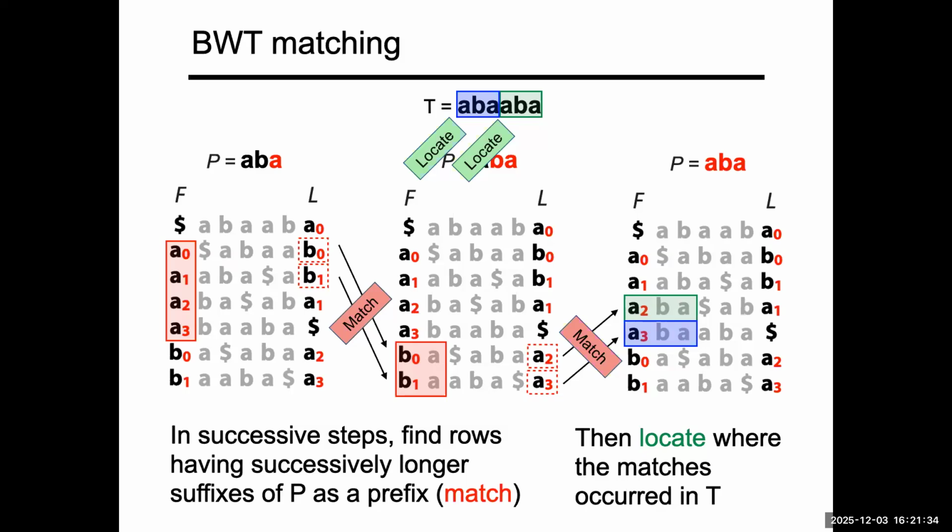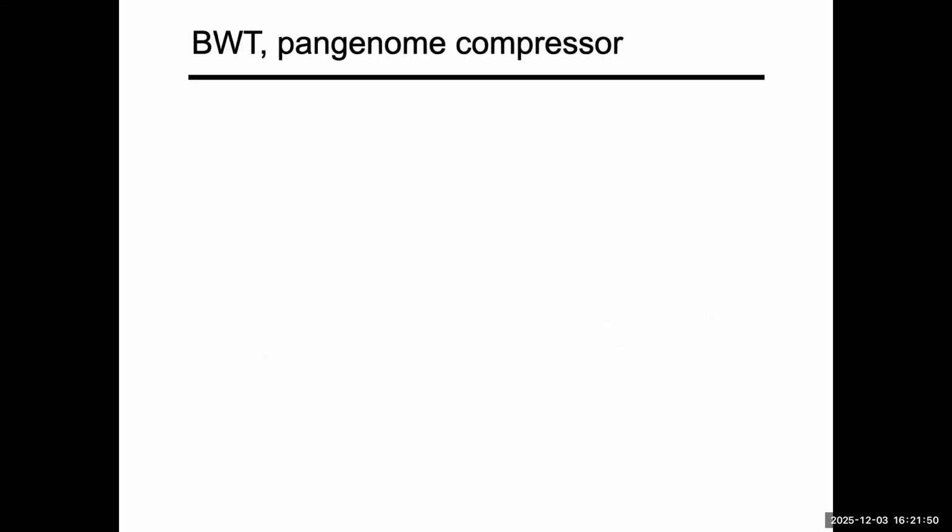Okay, so those are the two basic kinds of queries. If we have an index and it can fit in memory, and we can do those two queries and we can do them quickly, we're off to the races. We can do the sorts of things that read-aligners need to do with genomic data.